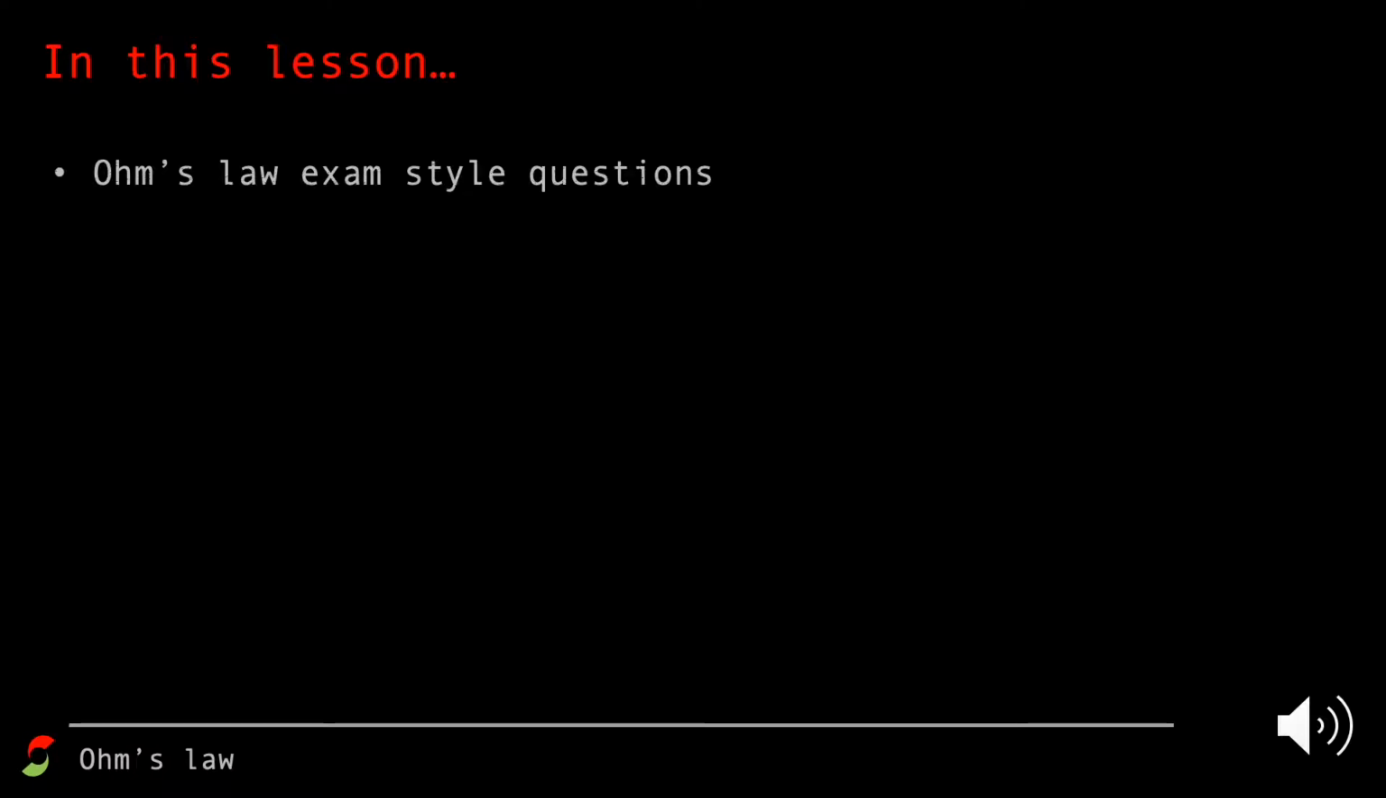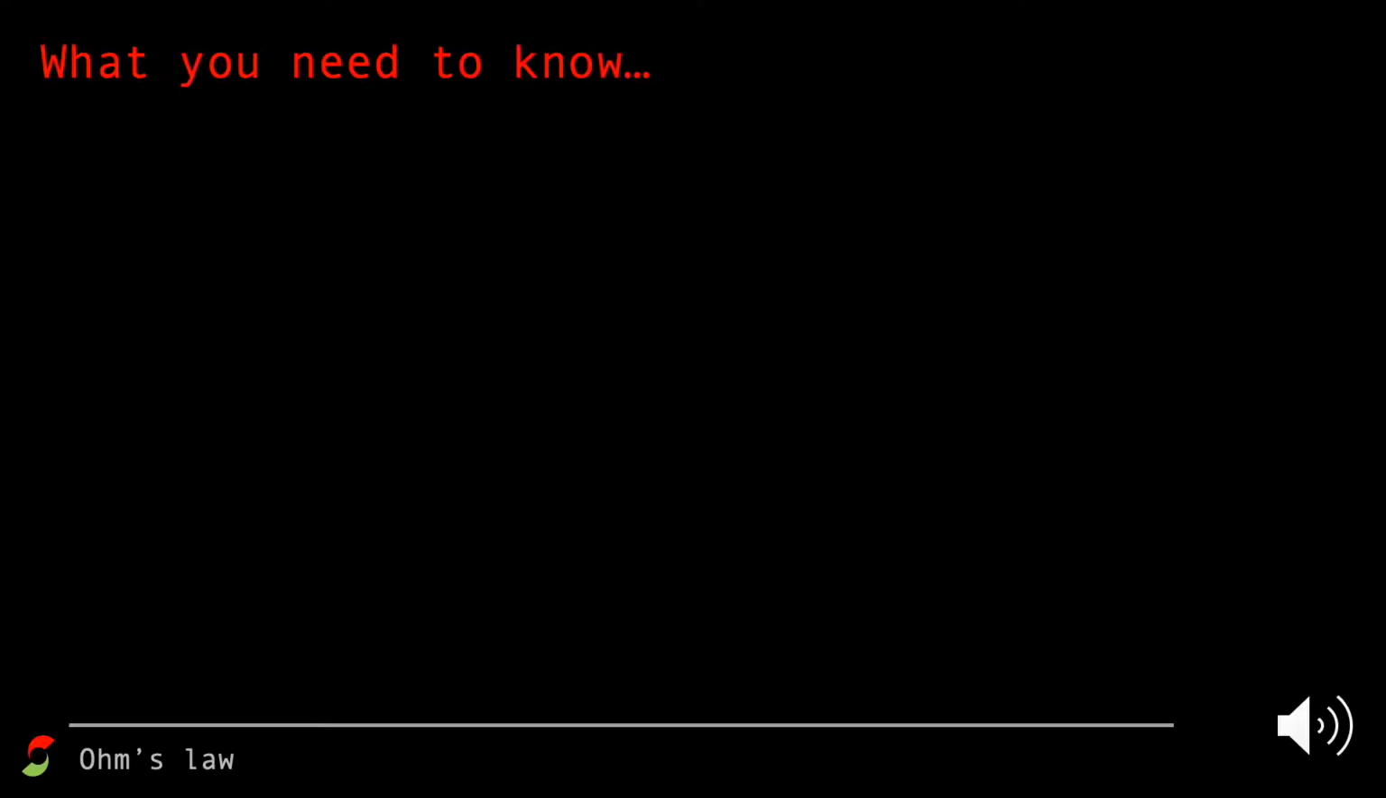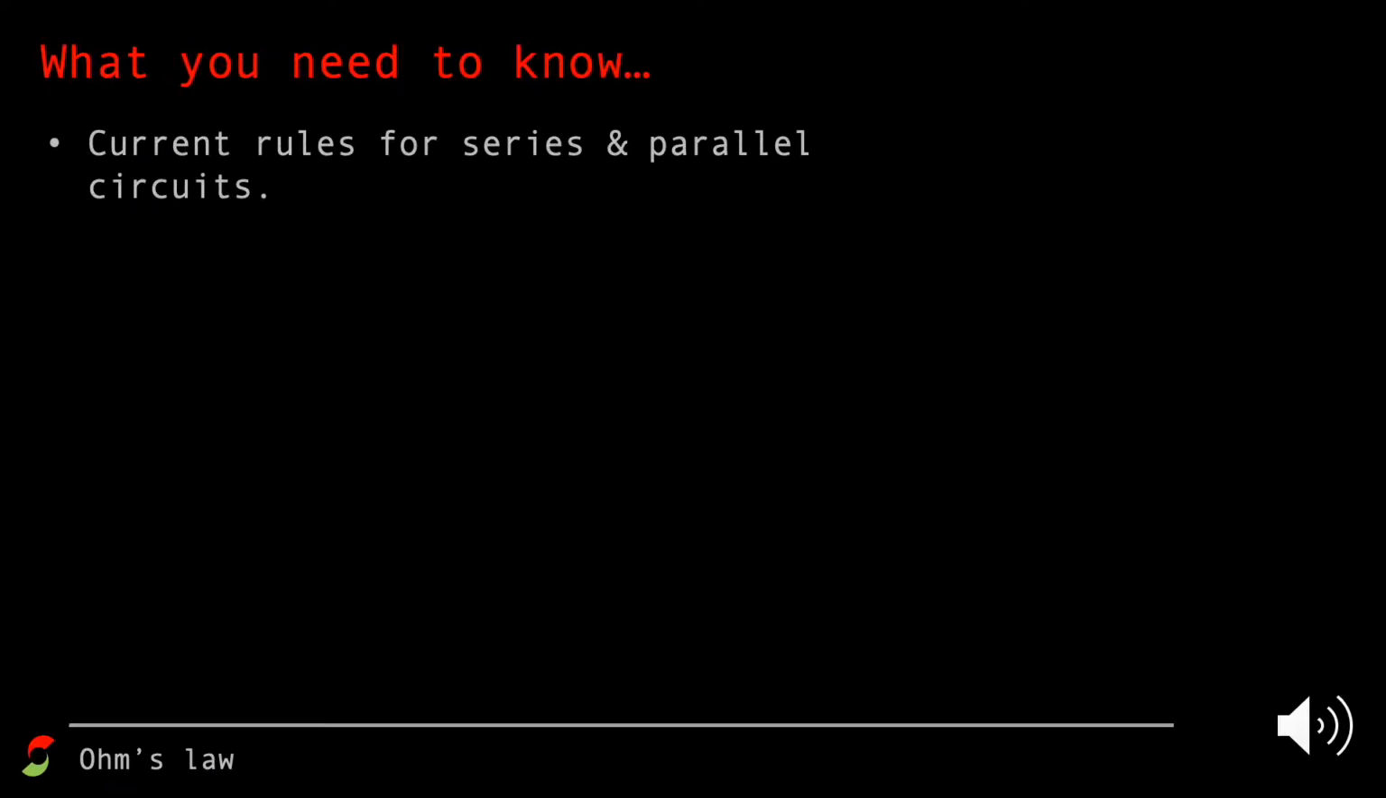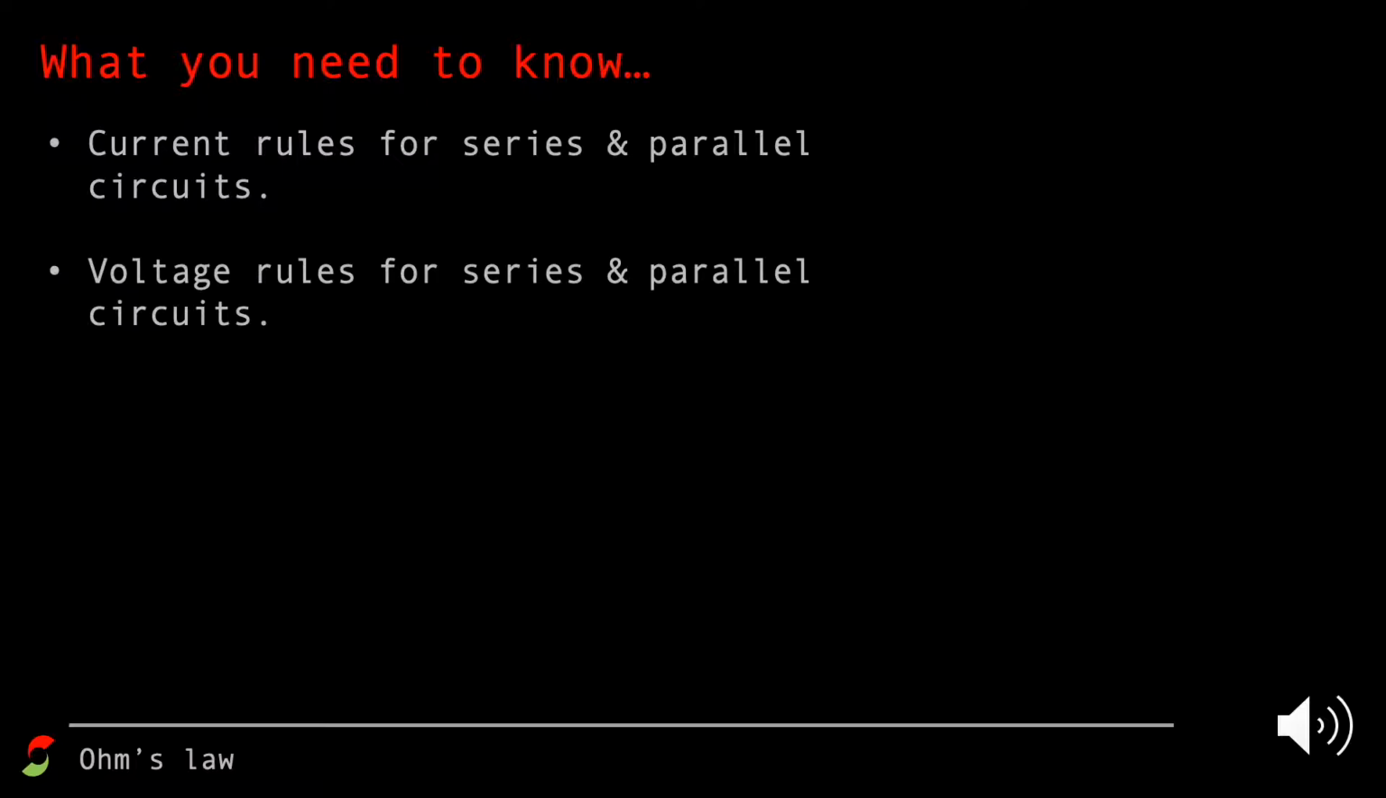So what we're going to be doing this time is just looking at a couple of exam style questions using Ohm's law. And really what you need to know to be able to get through this is know what current is and how current behaves in series and parallel circuits, know what voltage is and how voltage behaves in series and parallel circuits, and also have an idea about what Ohm's law is. And if you're unsure about any of those, check out some of the videos on the channel to help you to get up to speed on those.